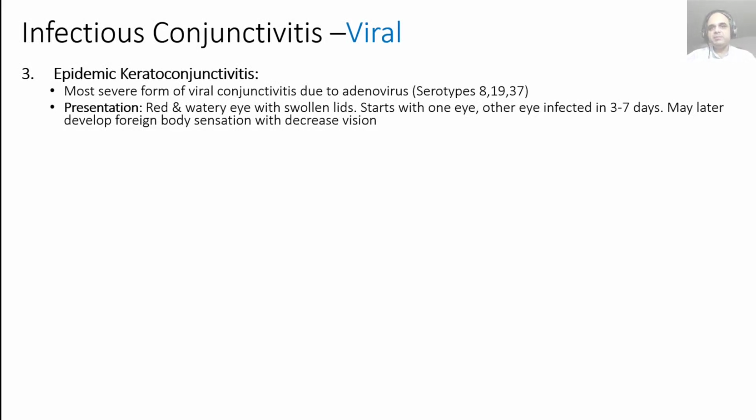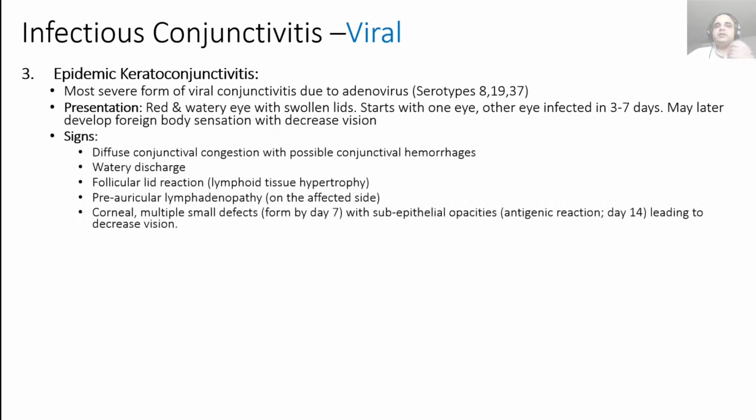Now, how is that happening? We'll just see that. So again, you have diffuse conjunctival congestion, and the eye is more red simply because you might get conjunctival hemorrhages. You have a watery discharge just as before because this is a viral infection. You have a follicular lid reaction. Again, because it's a viral reaction, the local lymphoid tissue proliferates in the lid. I'll show you some pictures.